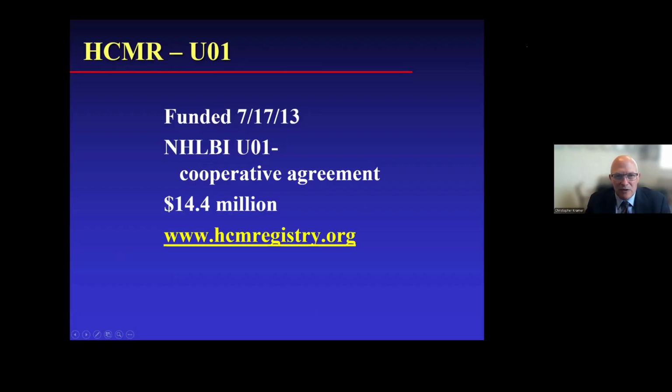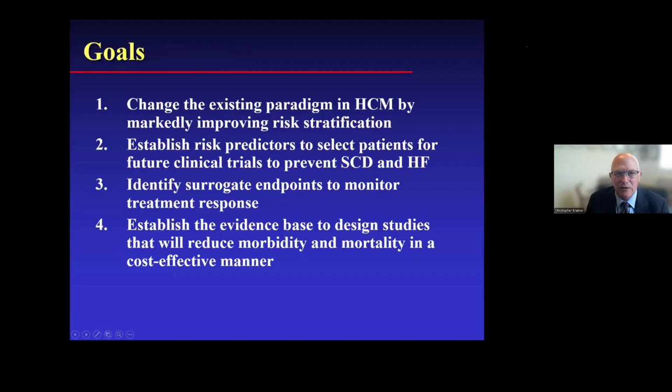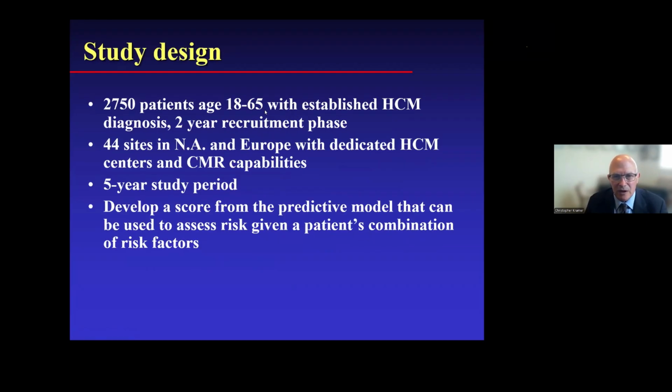The goals of HCMR were to change the existing paradigm in HCM by improving risk stratification, to be able to establish risk predictors to select patients for clinical trials, identify surrogate endpoints, and aim to reduce morbidity and mortality. We planned to recruit 2,750 patients with a minimum age of 18, a maximum age of 65. We didn't want competing risk factors for death in more elderly patients.